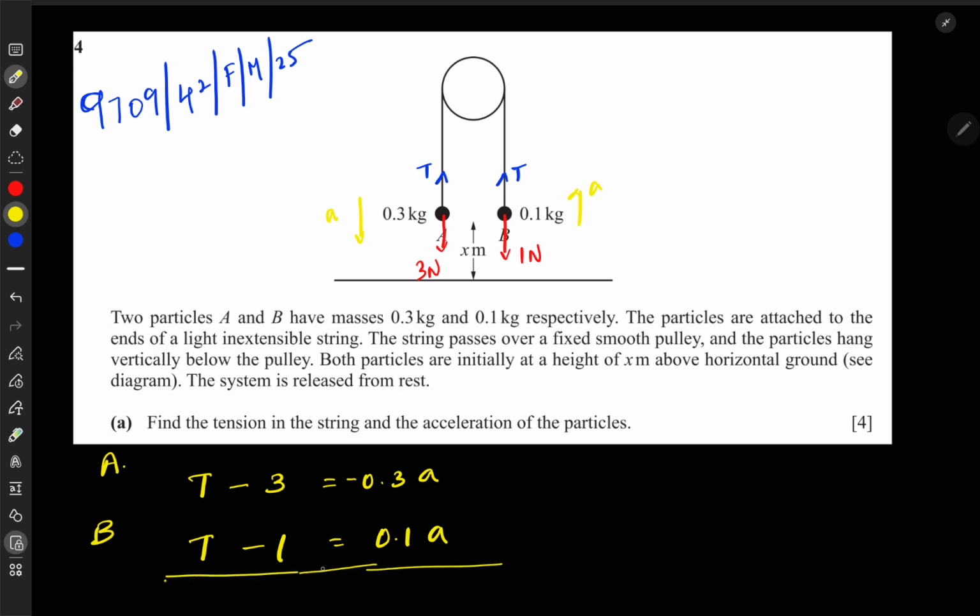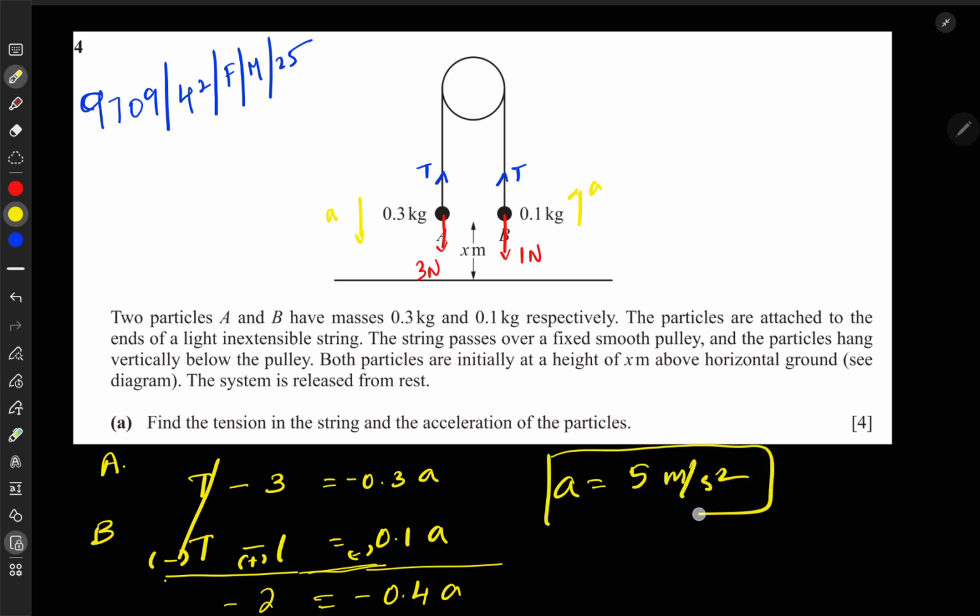Now I can calculate a from these. Let me change the sign: minus here becomes plus, so T will cancel off. Plus 1 minus 3 will be minus 2, and here it will be minus 0.4a. The minus signs cancel, and a comes out as 5 meters per second squared.